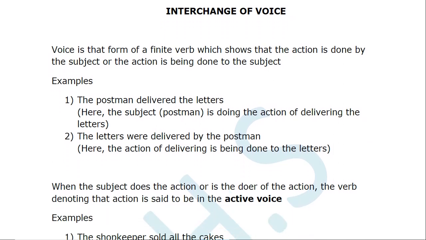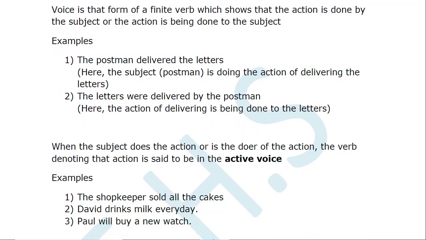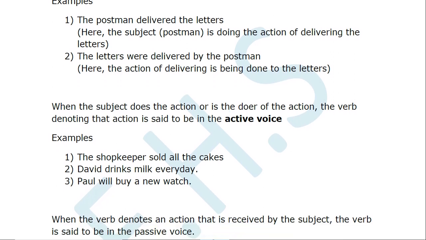Examples. The postman delivered the letters. Now you see, look out, I told you for the action. Now what is the action? Delivered. Now you ask the question, who delivered? The postman. So now this word postman, where is it? Is it before this action or after the action? Since it is before the action, it is active voice.